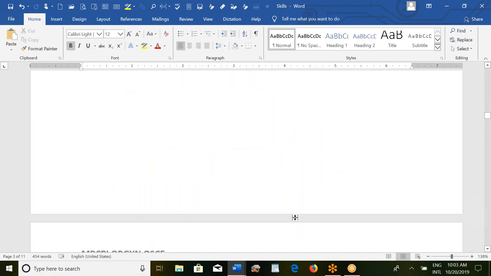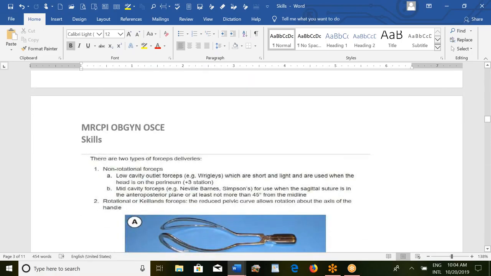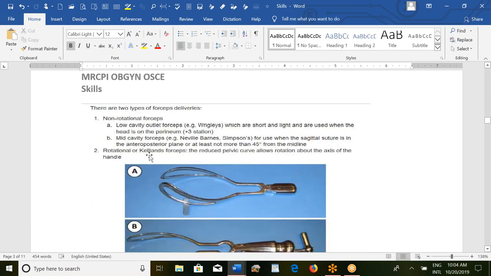And then on the types, you were justified in saying that we have rotational and non-rotational. For the non-rotational, you can have low cavity outlet forceps like Wrigley's, which are short and light, and they are used when the head is on the perineum at plus three. You just need a little effort to lift the baby's head out of the pelvis. Mid-cavity forceps can be of different types. You don't have to remember their names. Just say that we use them when the sagittal suture is in the anteroposterior plane or at least not more than 45 degrees from the midline. That is for the mid-cavity.